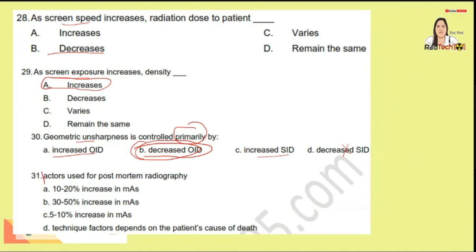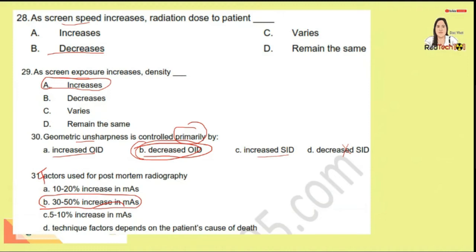35. Kinulang. Factors used for post-mortem radiography, that is letter B. Yung mga patay na ina-x-rayhan natin, usually, ang recommended na MAS is 30 to 50%. Actually, it's 35 to 50%. So, 35% is required for post-mortem radiography because of the pooling of blood sa head, sa thorax, and sa abdomen.